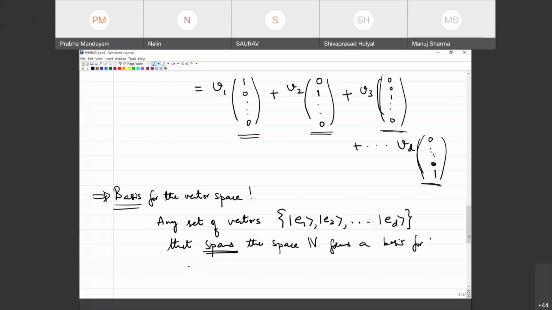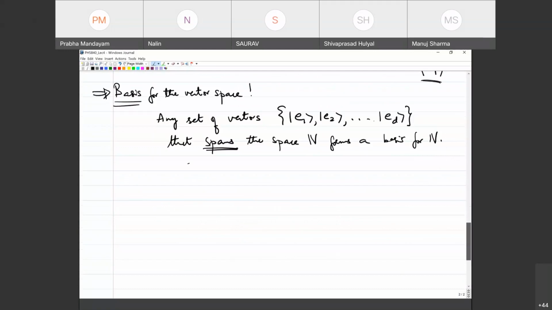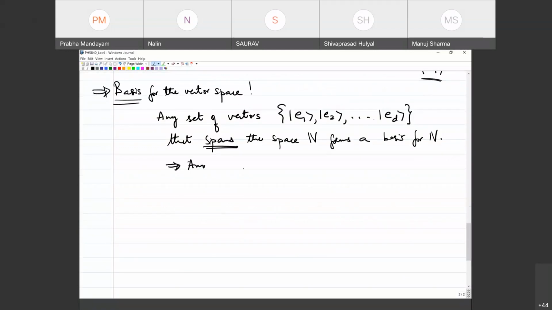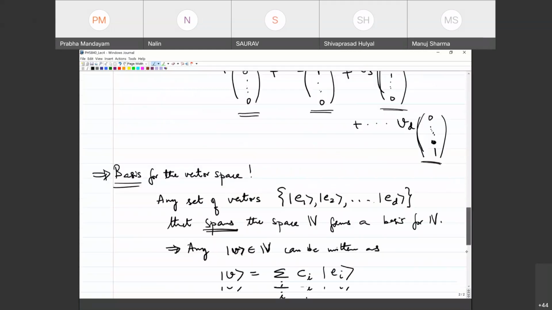Okay, what does span mean? Span means that I can write any element of the vector space as a sum over i, with some complex coefficient c_i, times e_i, right? And in the case of this example that we just saw, there are d such vectors e_i, right?